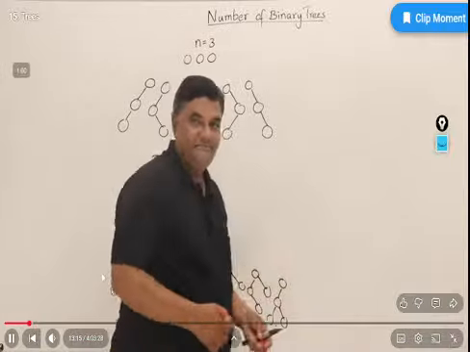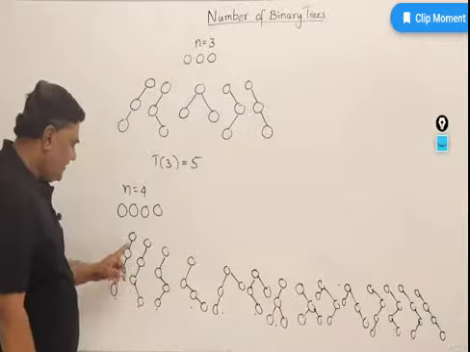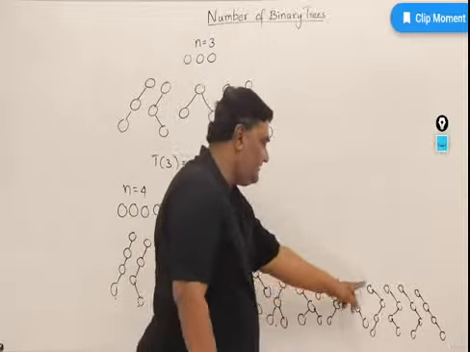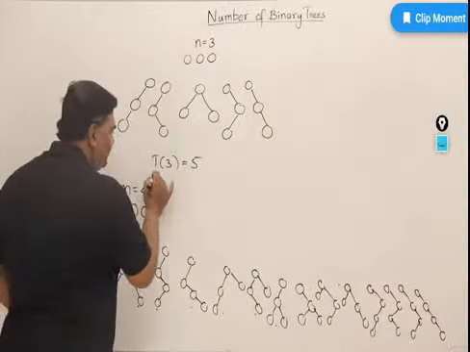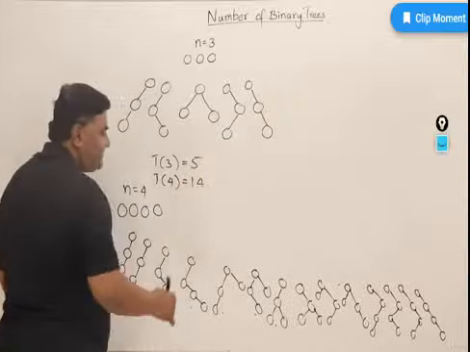So I will complete that. Now I have all 14 trees: 1, 2, 3, 4, 5, 6, 7, 8, 9, 10, 11, 12, 13, 14. 14 different shapes of binary trees. So it means if the number of nodes is 4, then we can have 14 different shaped binary trees.